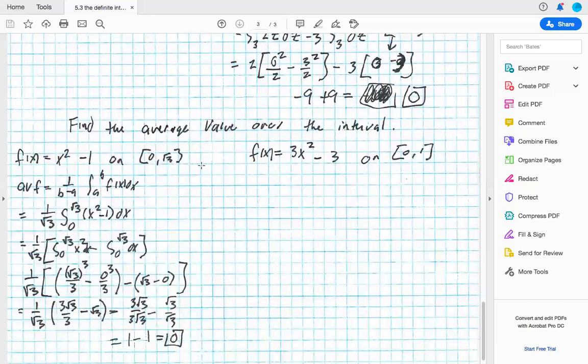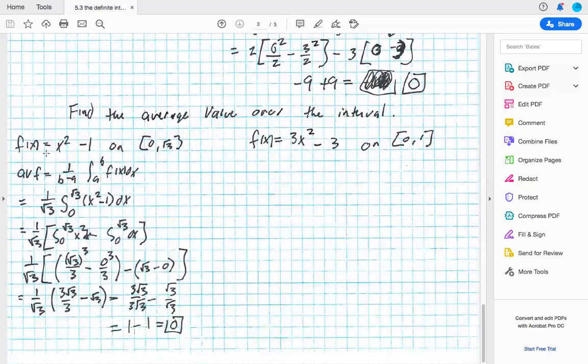Now, if we're going to find the average value over the interval, if we have this function right here, x squared minus 1 on the interval from 0 to the square root of 3, the average value is going to be 1 over b minus a, the length of this, times the actual area. So 1 over b minus a, 1 over radical 3 minus 0 is just 1 over radical 3. Now, finding the area underneath this curve from 0 to radical 3 is going to be the integral from 0 to radical 3 of x squared minus 1. Split these things up. So the integral of x squared minus the integral of 1.